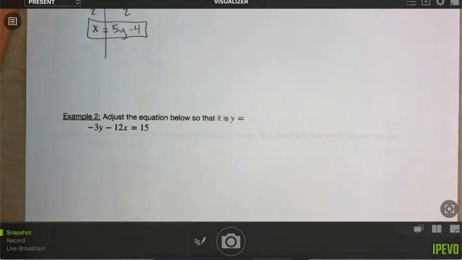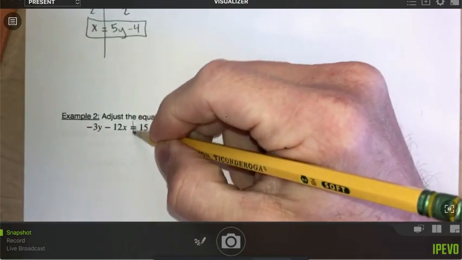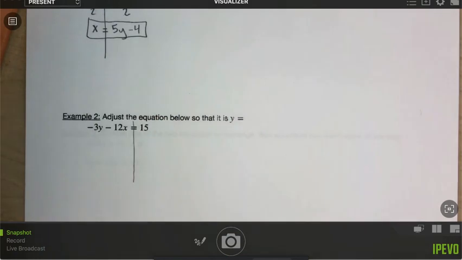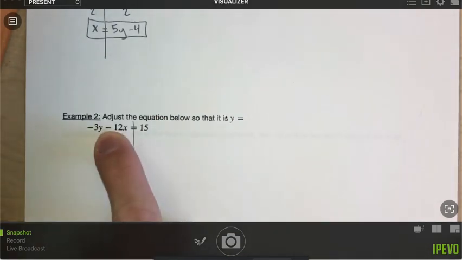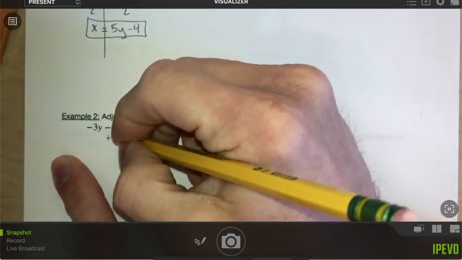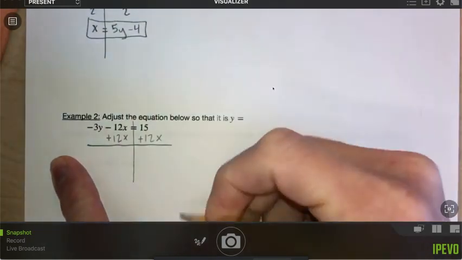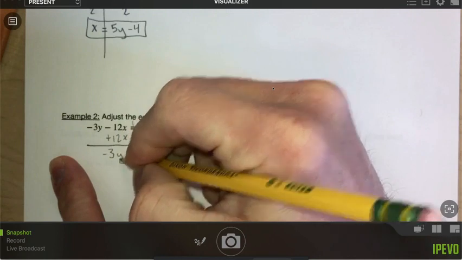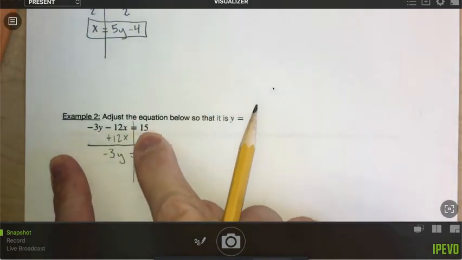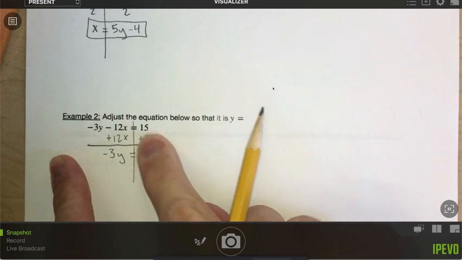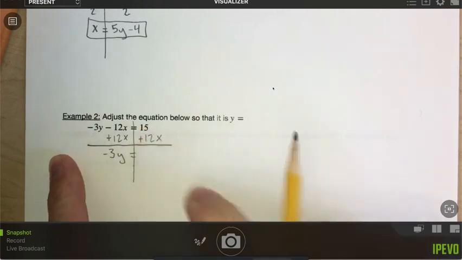So here's another case. And now this time, rather than turning it into x equals, I want to turn it into y equals. But this one's not quite as straightforward. It's going to require a little extra. So the first thing I need to do is notice how x and y are on the same side of the equation. First off, I got to fix that. So since I have minus 12x, I'm just going to add 12x to both sides. And now I'll have negative 3y left here. Notice how this is 15 and this is 12x, not like terms. I can't combine them because one has an x and one doesn't.